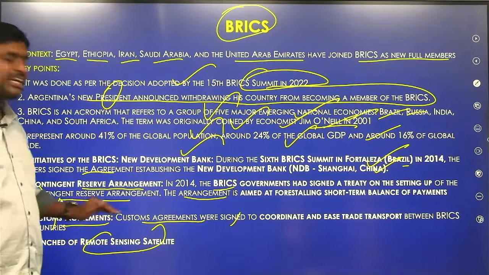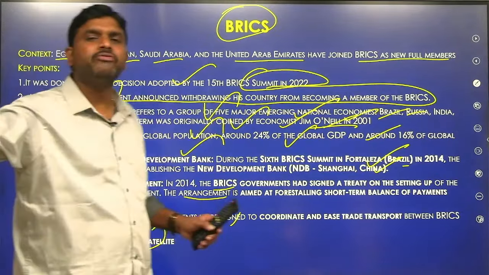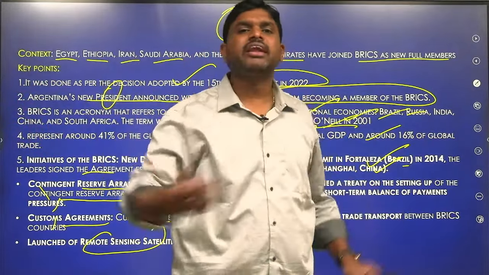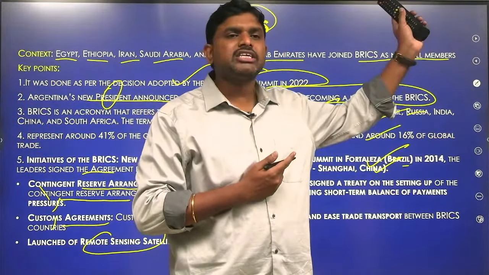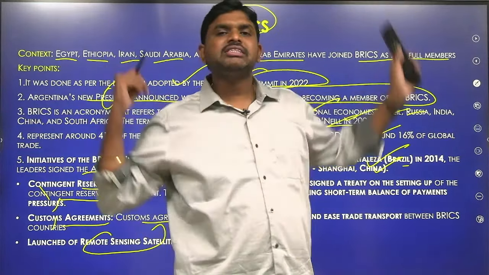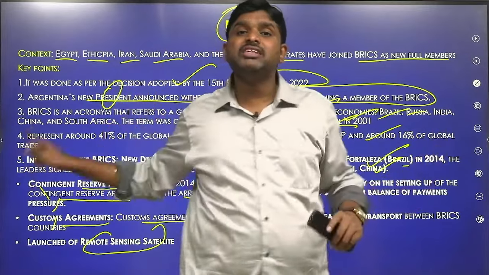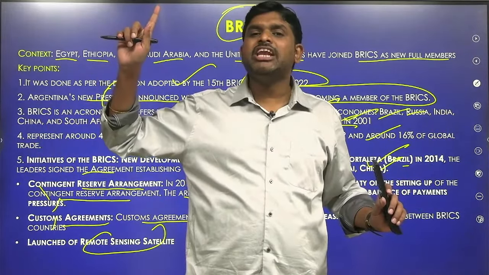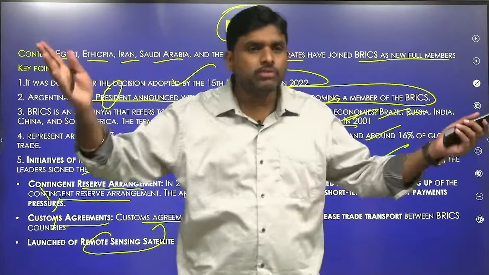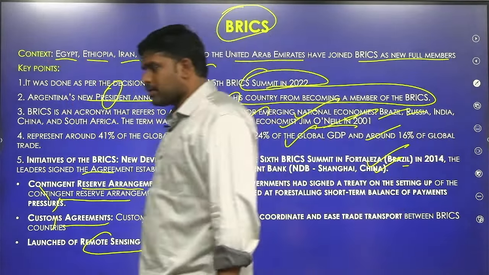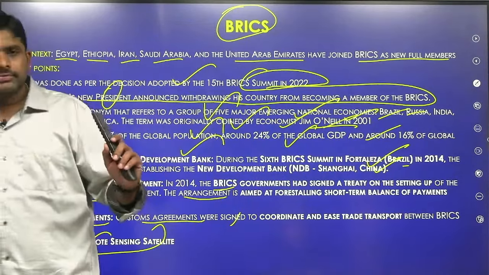We have the contingent reserve arrangement, which means if any country is facing problems with respect to balance of payments, BRICS will save it, like the IMF. Like how the International Monetary Fund helps countries suffering with balance of payments, similarly BRICS also will save mainly these 5 countries. But the New Development Bank will lend not only to the BRICS countries but also to all countries. Clear, online people?